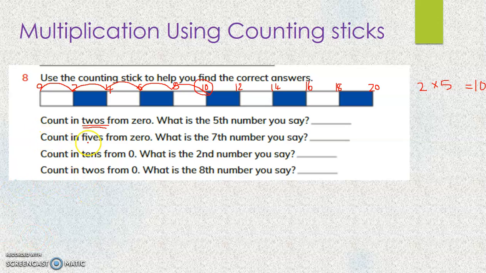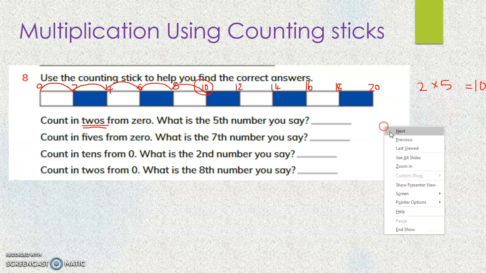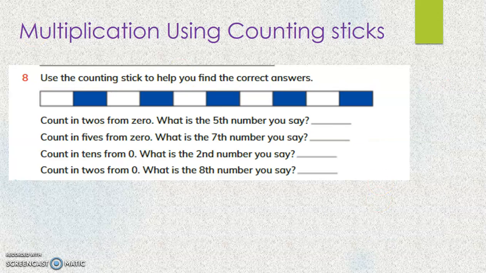Now, the next one is count in 5's from 0. For count in 5's, we mark the 5's where the color changes. Skip counting by 5: 0, 5, 10, 15, 20, 25, 30, 35, 40, 45, 50. Each place on the counting stick is marked with different values by skip counting by 5.